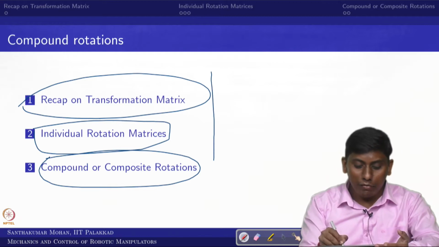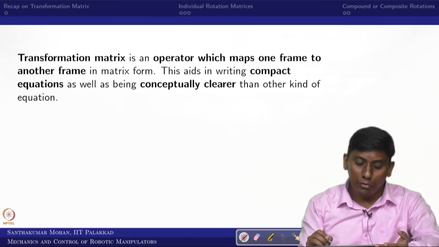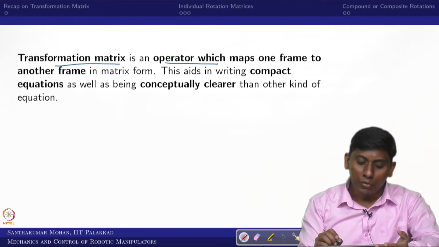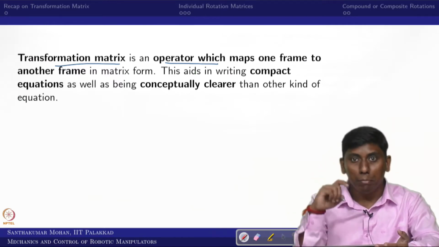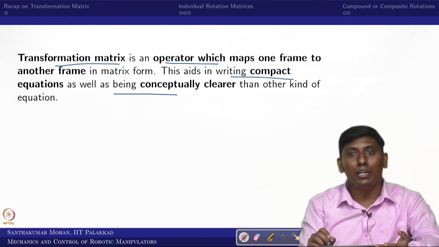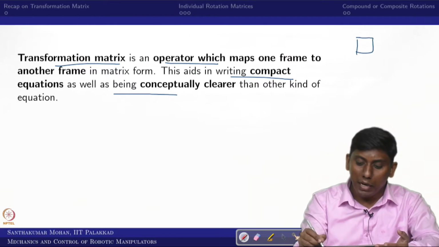So we will take the recap on the transformation matrix. We know it is an operator which maps one frame to another frame in a compact matrix form. This aids in writing a compact equation, and it is conceptually clearer than other kinds of equations. In the sense you can make one body relate to another body, and stack each box as a transformation matrix.